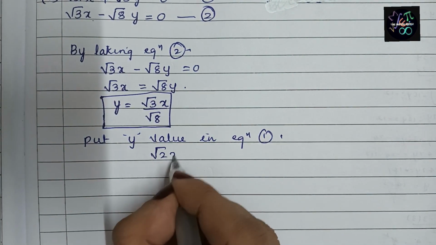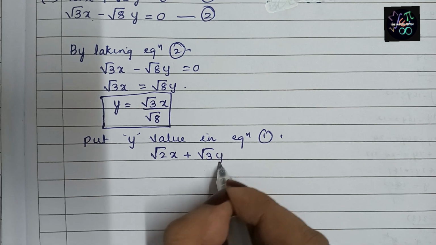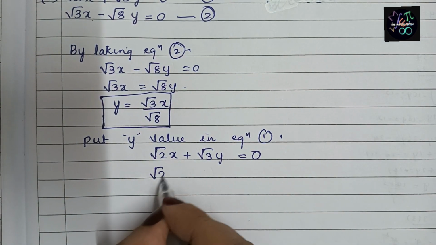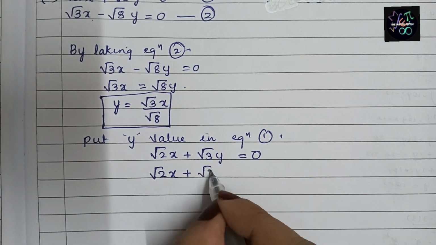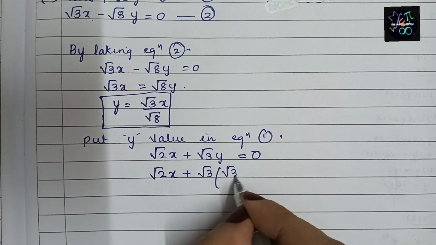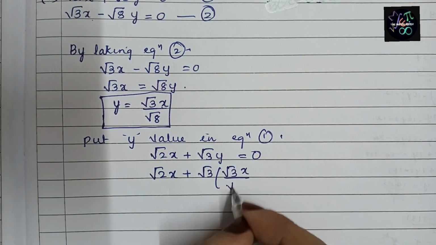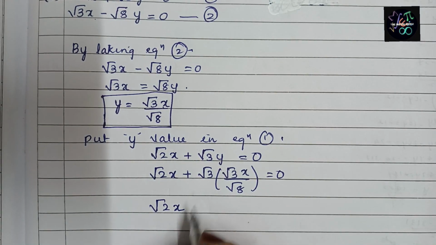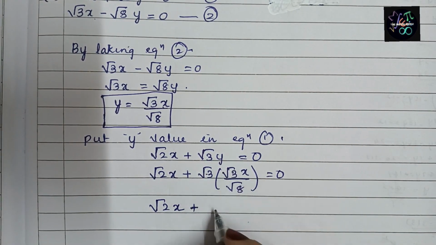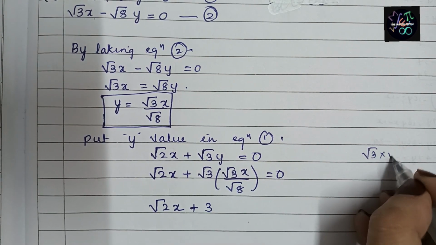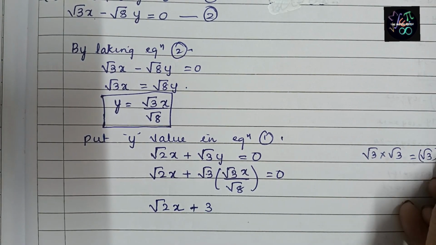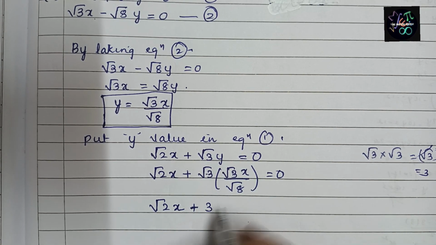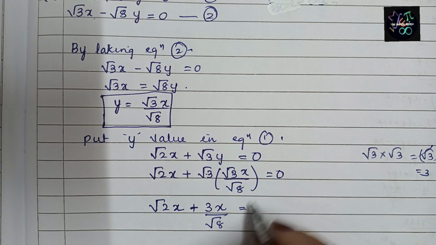Root 2x plus root 3y is equal to 0. Root 2x as it is plus root 3 as it is. Y value is root 3x by root 8, equal to 0. Root 2x I'll write as it is plus root 3 into root 3 is 3. Why? Because we know root 3 into root 3 is root 3 square, and square and root get cancelled. Answer is 3. So root 3 into root 3 is 3 upon root 8, x is equal to 0.